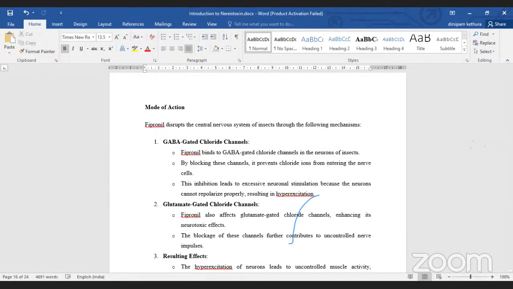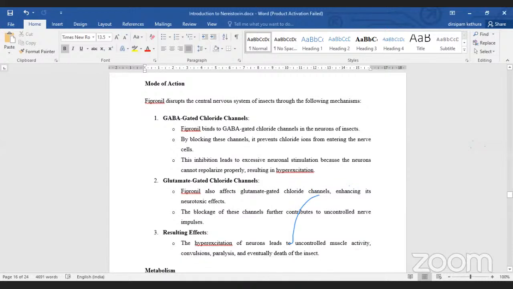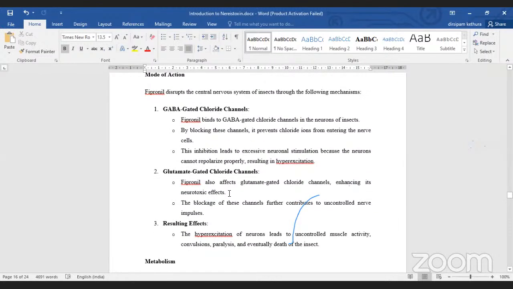And coming to the mode of action, here fipronil targets GABA as well as glutamate-gated chloride channels, which will cause hyperexcitation and lead to the death of the insects. This is about the mode of action. If you could see in detail here, fipronil disrupts the central nervous system of insects through 2 channels. The first one is the GABA-gated chloride channel and the second one is the glutamate-gated chloride channel.